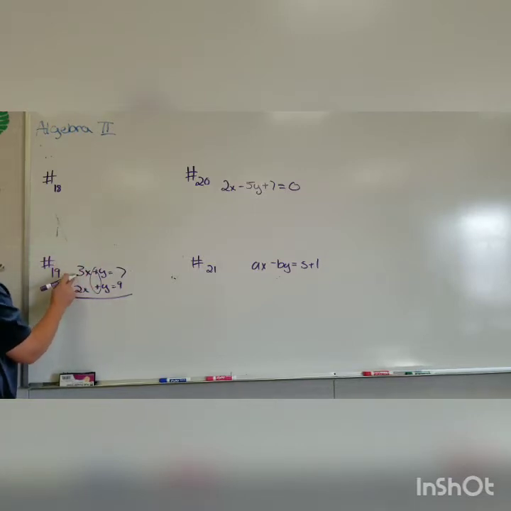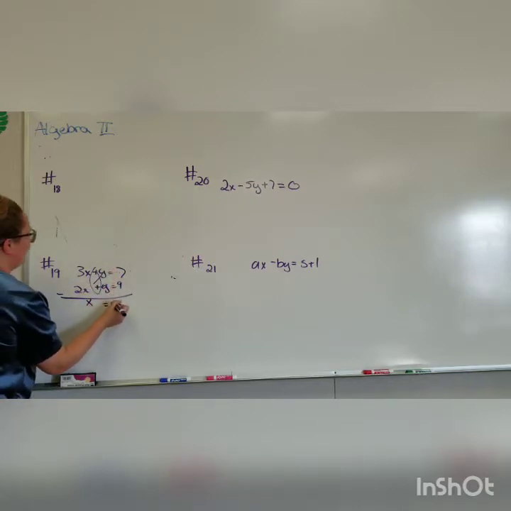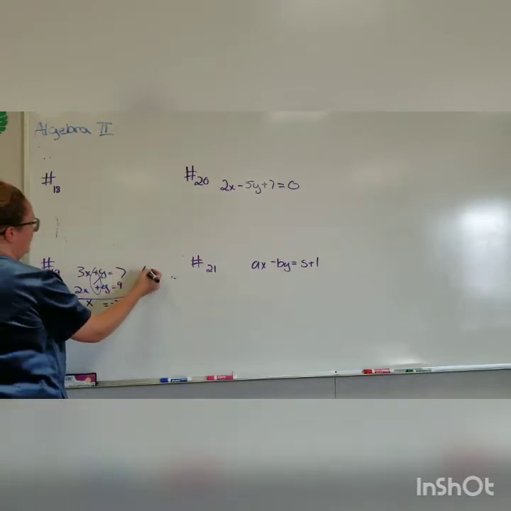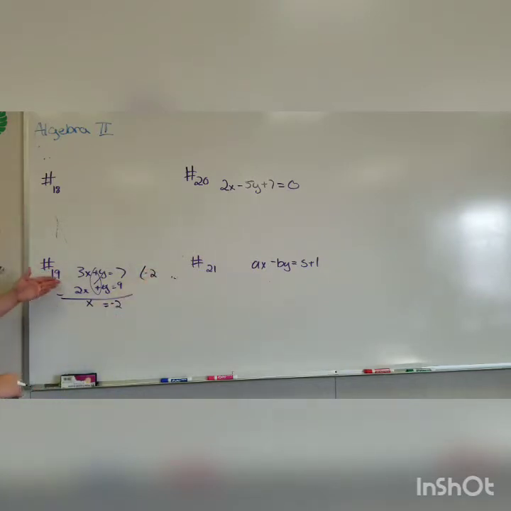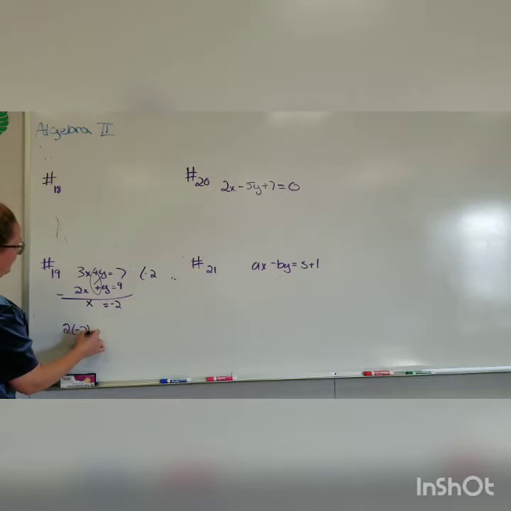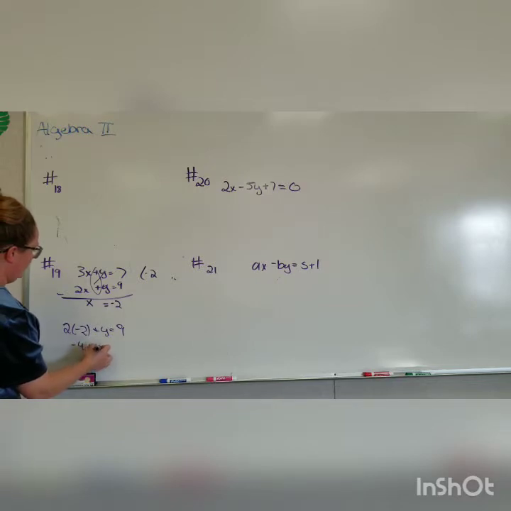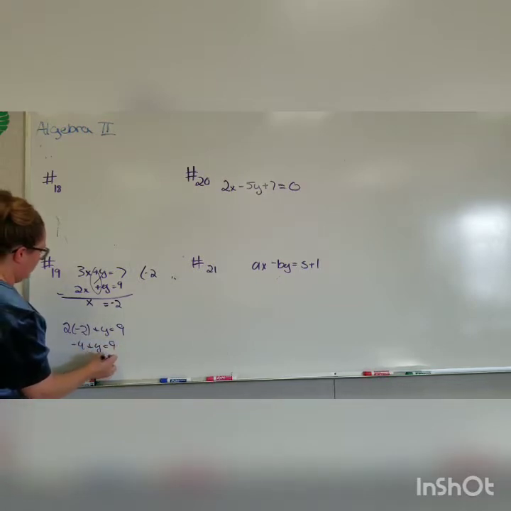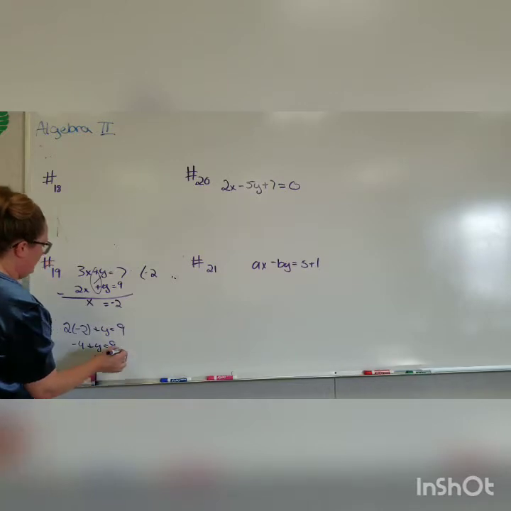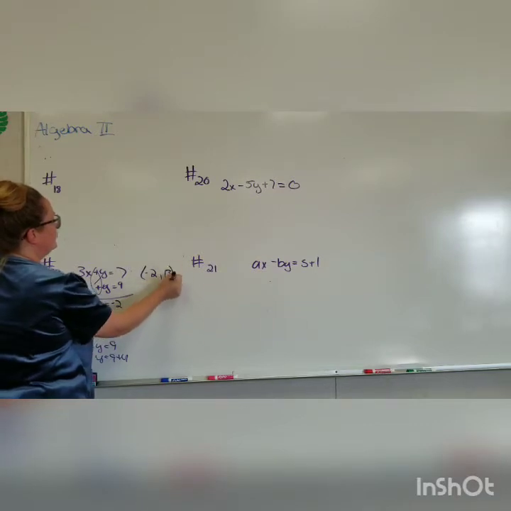3 minus 2 is x. Y minus y is nothing. 7 minus 9 is negative 2. So there we go. We already know x equals negative 2. And then in either equation where x is at, we're going to put negative 2. So in the bottom equation where x is at, I'm going to put negative 2. 2 times negative 2 plus y equals 9. Negative 4 plus y equals 9. Y equals 9 plus 4, which is 13. So when x is negative 2, y is 13.